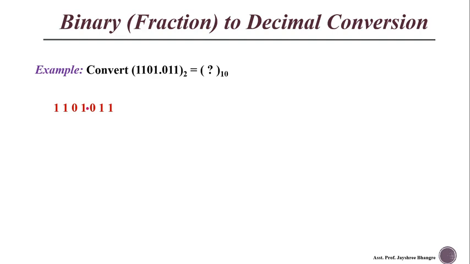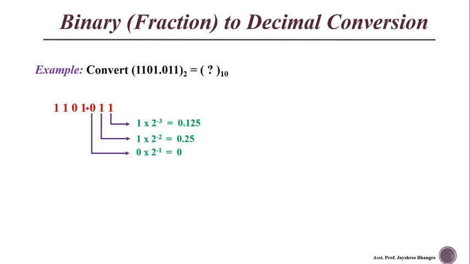So let's start with the first bit of the fractional number, that is 0. The positional weight for this 0 is represented as 0 into 2 raised to minus 1, that is 0. For the next bit, it is represented as 1 into 2 raised to minus 2, that is 0.25. And for this bit 1, it is represented as 1 into 2 raised to minus 3, that is 0.125.